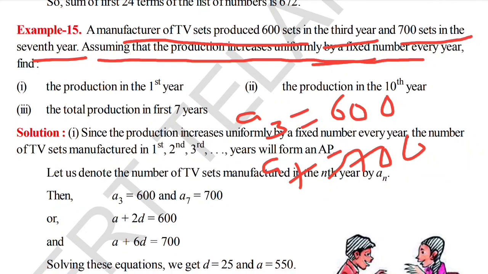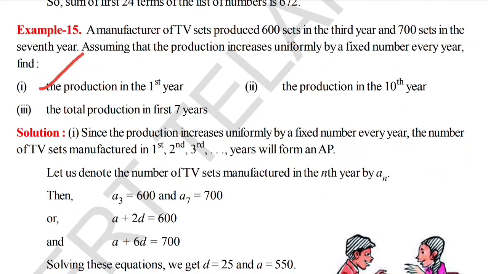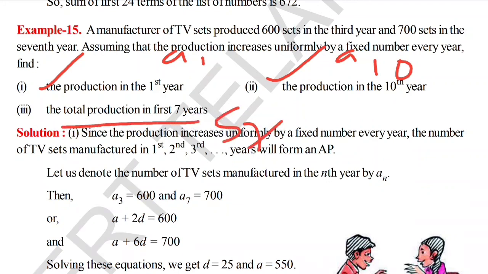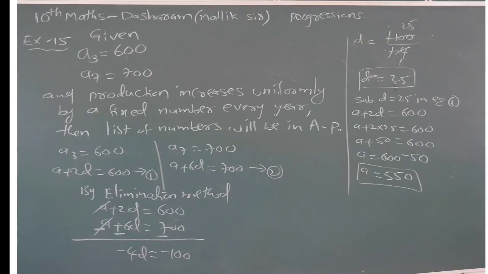Then the first question is the production in the first year, that means A1. Second, the production in the 10th year, that means A10. Third, the total production in the first 7 years, that is S7. So these are the three values we have to find out. Here A3 is 600, A7 is 700 given, and the production increases uniformly by a fixed number every year, so the list of numbers will be in arithmetic progression.